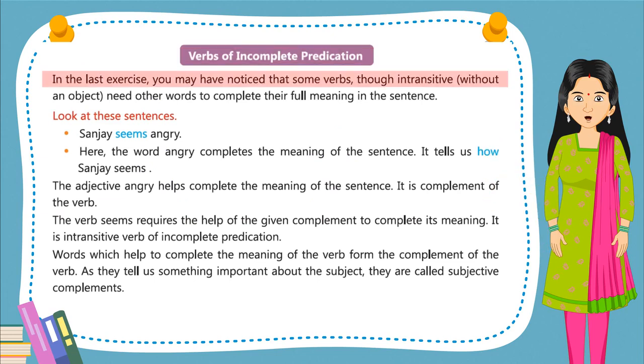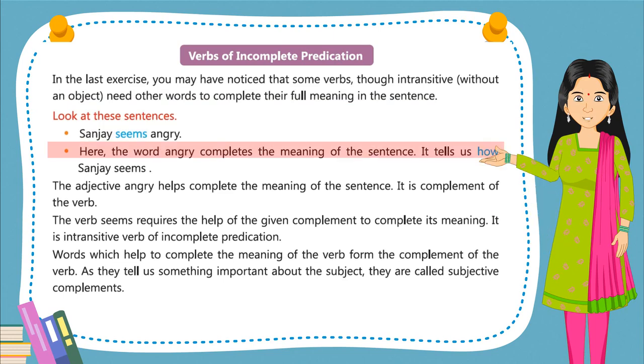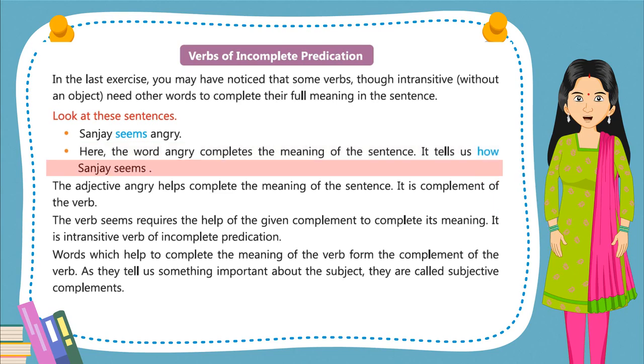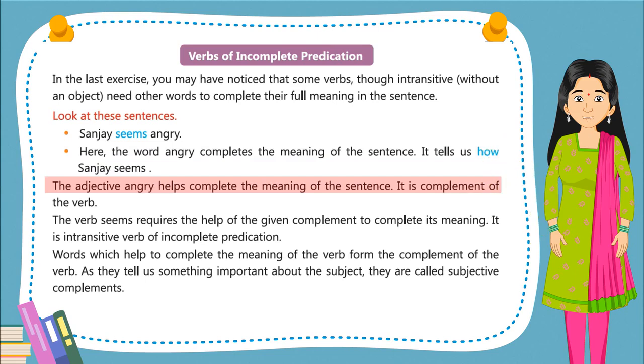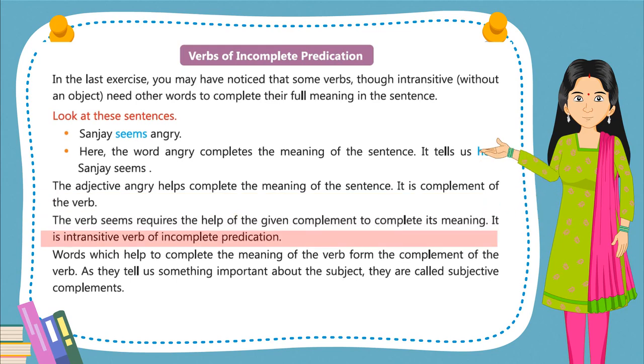In the last exercise, you may have noticed that some verbs, though intransitive, without an object, need other words to complete their full meaning in the sentence. Look at these sentences. 1. Sanjay seems angry. Here, the word angry completes the meaning of the sentence. It tells us how Sanjay seems. The adjective angry helps complete the meaning of the sentence. It is the complement of the verb. The verb seems requires the help of the given complement to complete its meaning. It is an intransitive verb of incomplete predication.